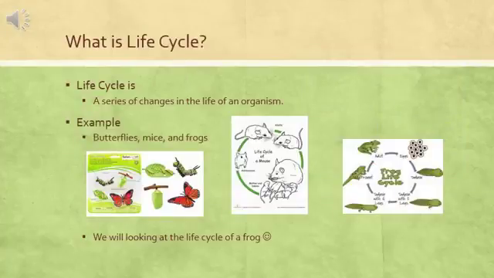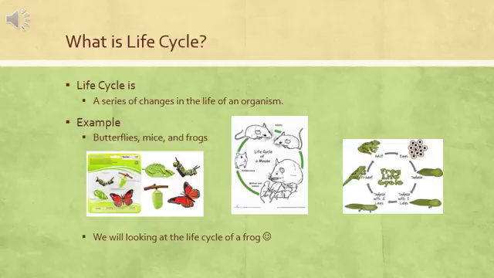Let's begin by going over the definition of life cycle. Life cycle is a series of changes in the life of an organism. For example, butterflies, mice, and frogs. Each one goes through a different stage in its life cycle. As you can see, I've provided some visuals, some pictures for you guys to see the different stages butterflies, mice, and frogs can go through.